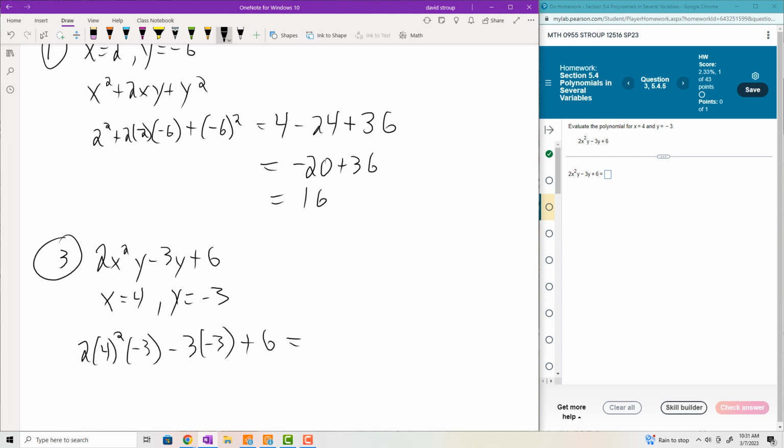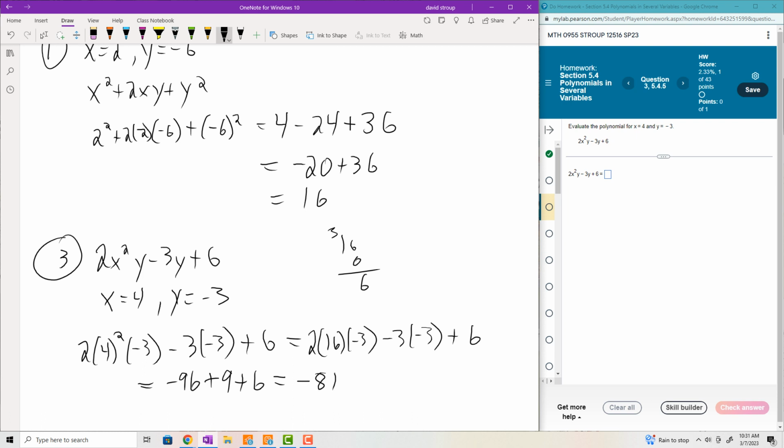Okay, so you just use order of operations, PEMDAS, right? So 2 times 4 squared is 16, and then times -3. Minus 3 times -3 plus 6. And then we can start multiplying. So 16 times 3, that would be -48. Negative times negative is positive 9, plus 6. So that would be -81, I believe.